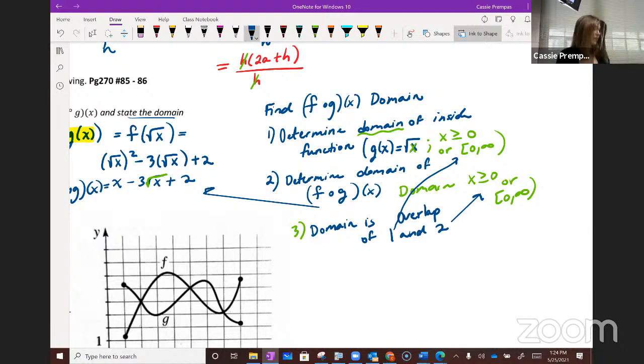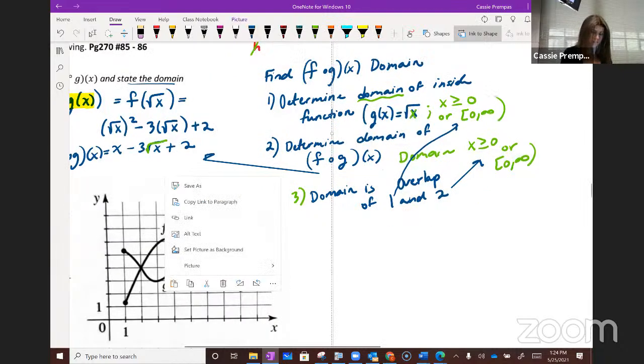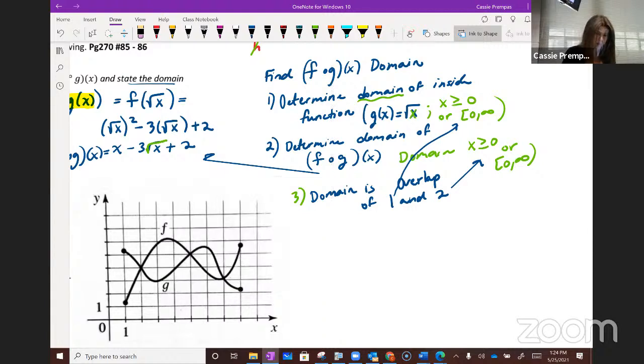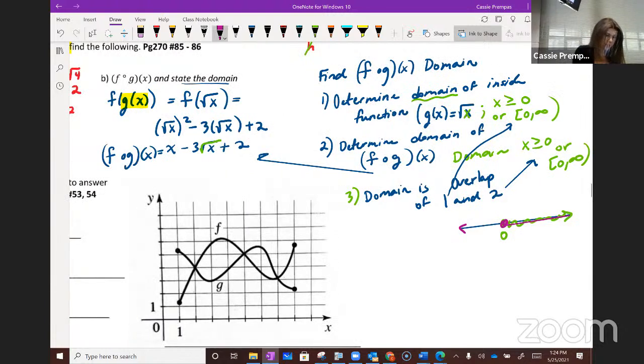Now this one works out pretty nicely because if I tried to graph 0 to infinity and 0 to infinity, they would overlap in the same location. 0 to infinity and 0 to infinity obviously are going to overlap in the same place. But I would want to be looking for where those two intersect, and that would be what a composite function's domain would look like. So for f of g of x, this would be the function such that its domain is from 0 to infinity. And that would be my answer.